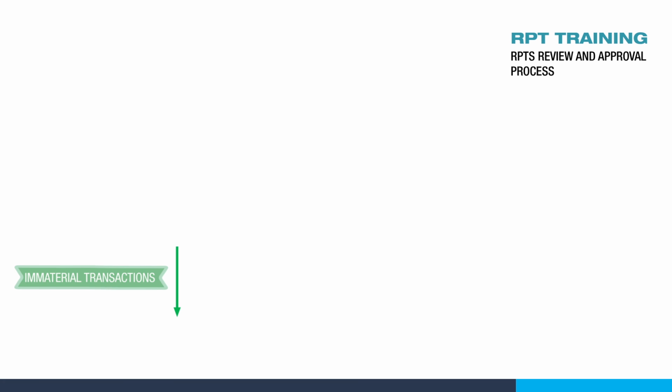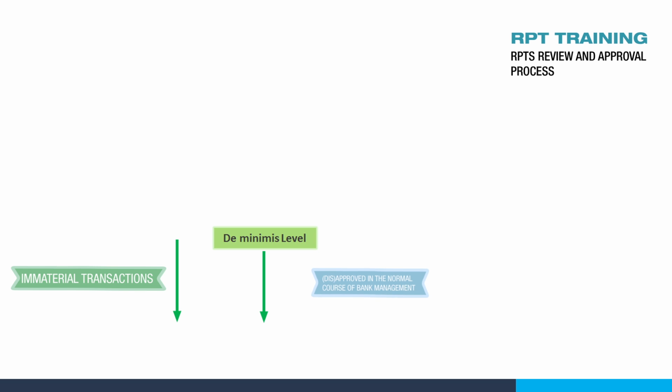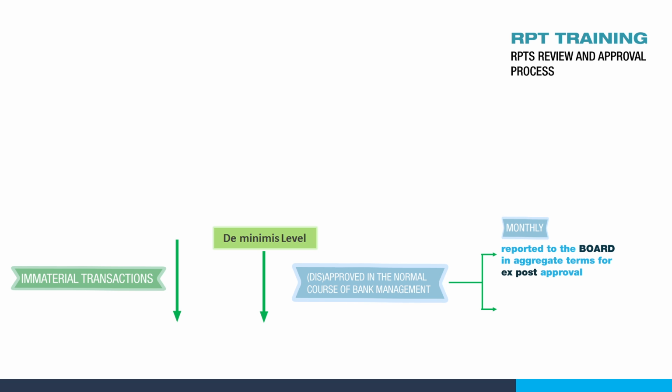Firstly, for immaterial transactions, the approval and reporting processes can be simplified and shortened. Transactions below the de minimis level should require approval or disapproval in the normal course of bank management, adhering to its policies, and be reported to the board in aggregate, monthly terms for ex post approval, and annually reported to shareholders in the financial statements.